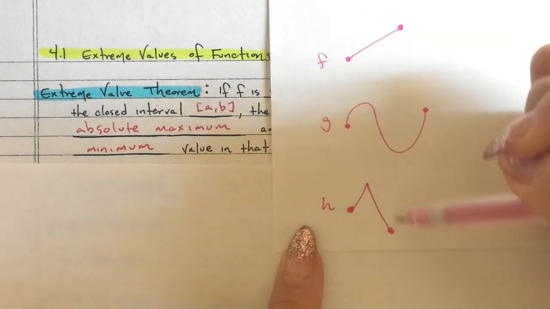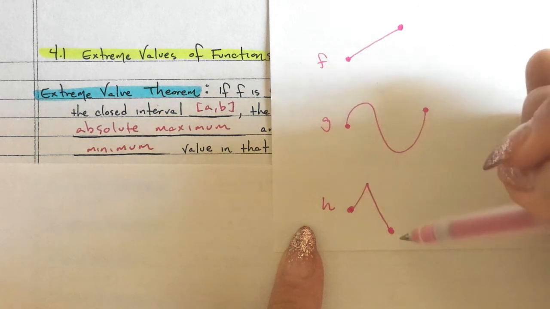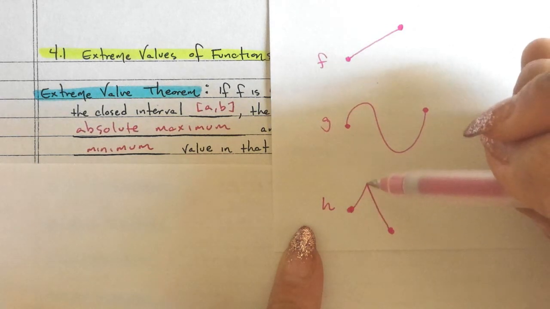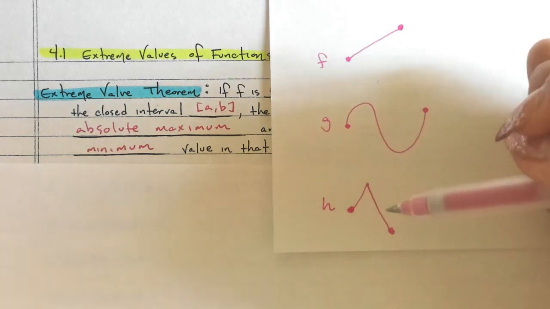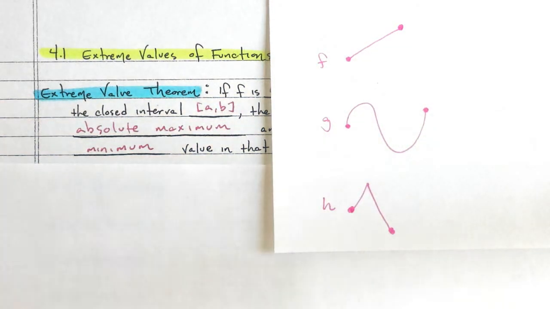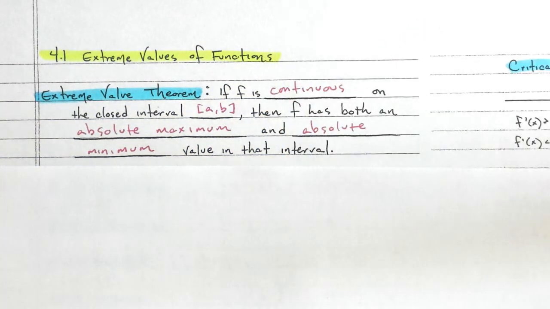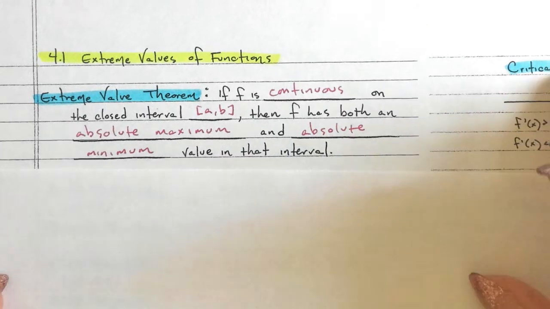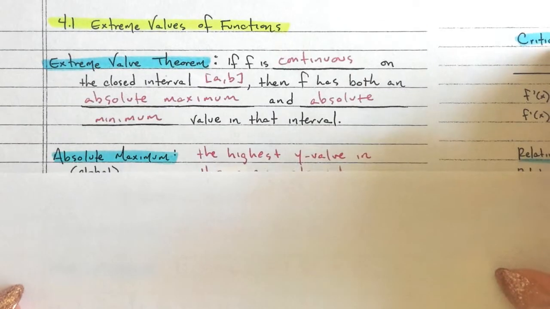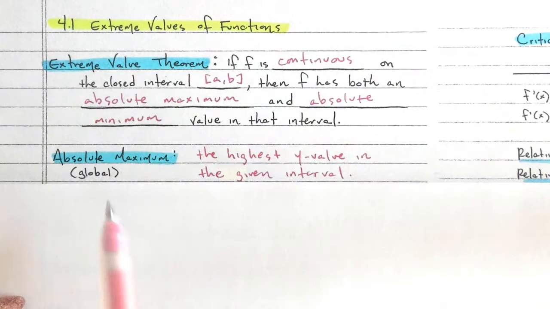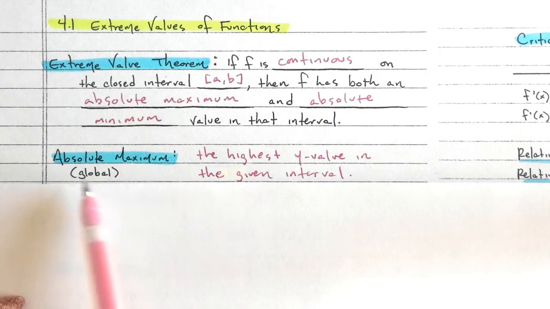So you have a closed continuous function, you have an absolute max, you have an absolute min. That is the extreme value theorem. That's all it is. And then there are some words that you have to know. Extreme values are called absolute.